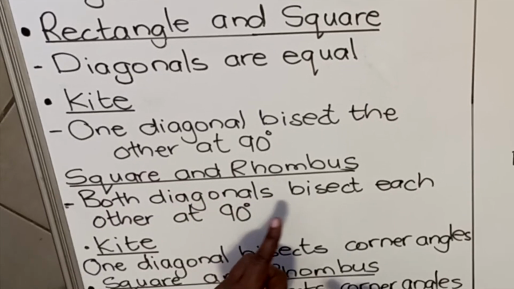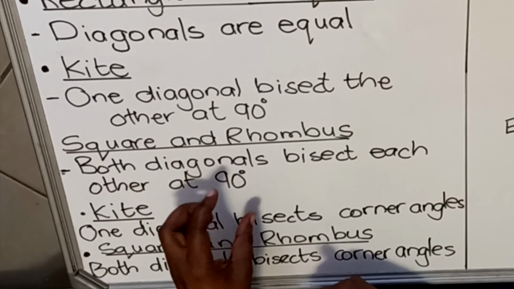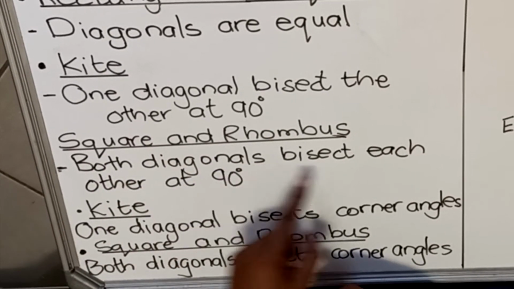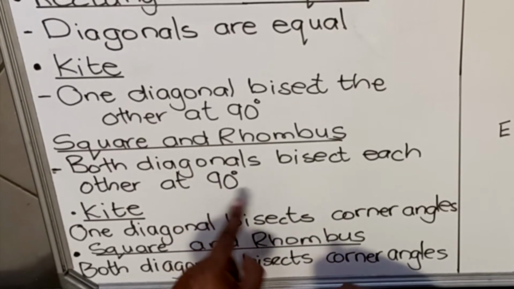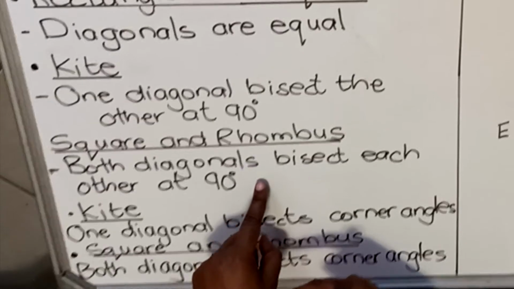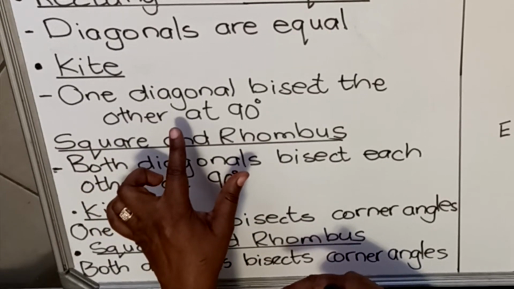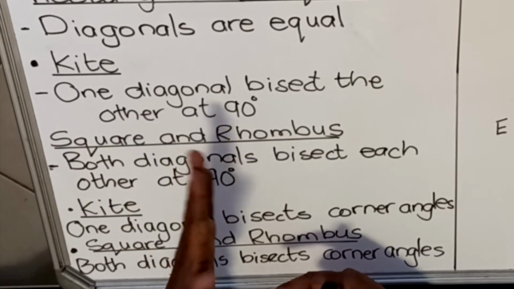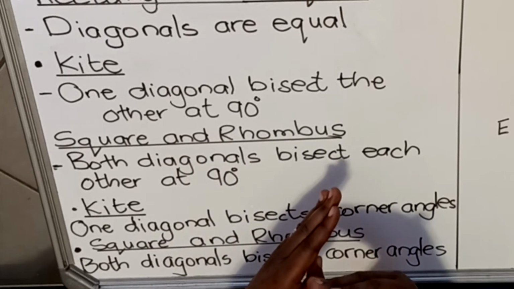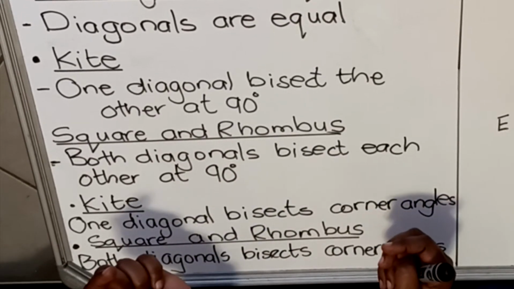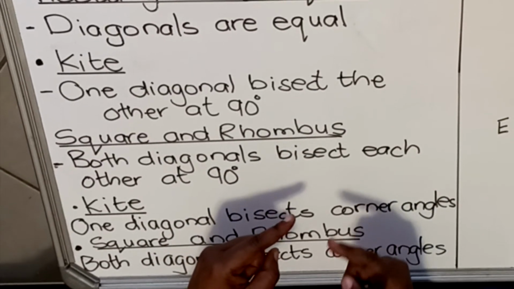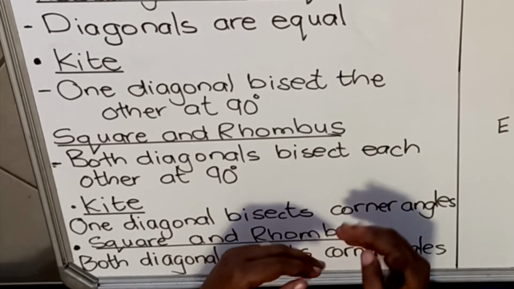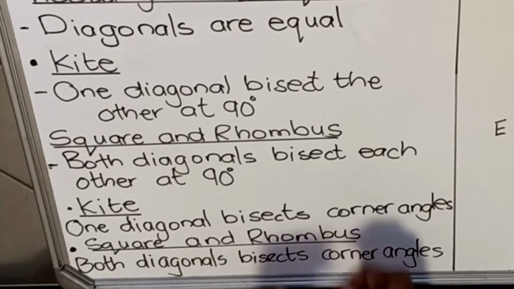A square and a rhombus have the same diagonal properties. Both diagonals bisect each other at 90 degrees. They will cross at 90 degrees, but it will be different from a kite. In a kite, one diagonal will be bisected, meaning it will be cut equally, and the other one will not be cut equally. With a square and a rhombus, both diagonals will be cut equally. We'll use an example to show you these properties.